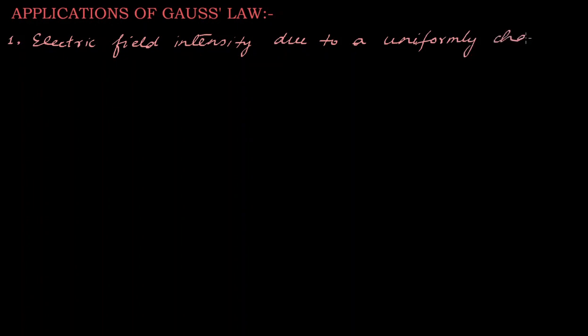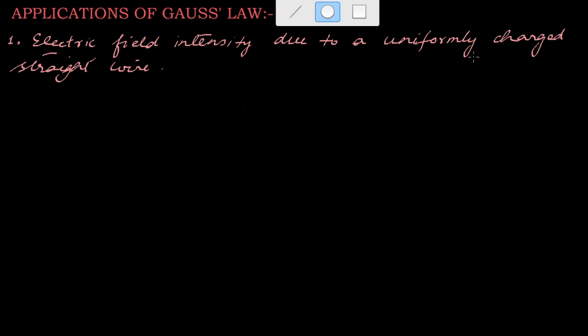Now let us discuss some of the applications of the Gauss law. And the first application is to find the electric field due to a uniformly charged, let me write it down. Okay, so the first application here is electric field intensity. Electric field intensity due to a uniformly charged straight wire.